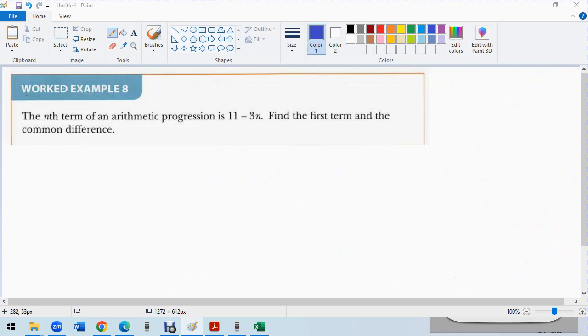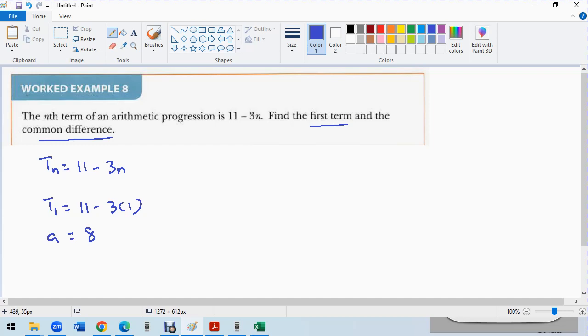Work assignment number 5. The nth term is this. We have Tn equal to 11 minus 3n. They want to find the first term. So T1 is 11 minus 3 times 1, then we have 8. Then they want us to find the common difference.